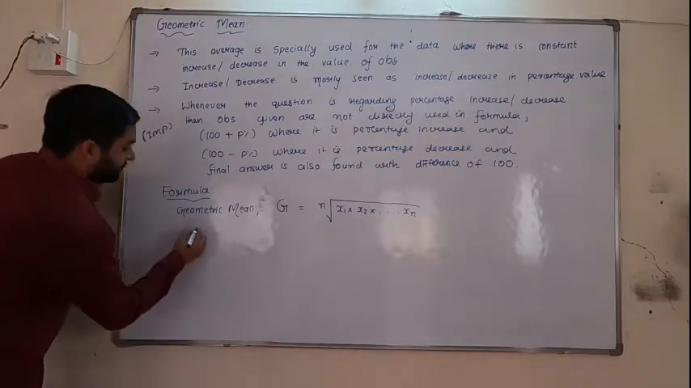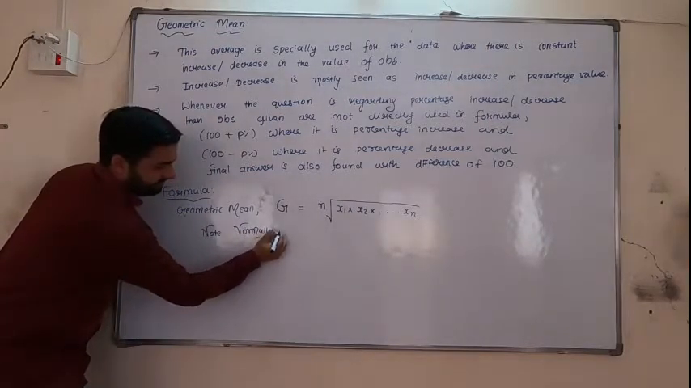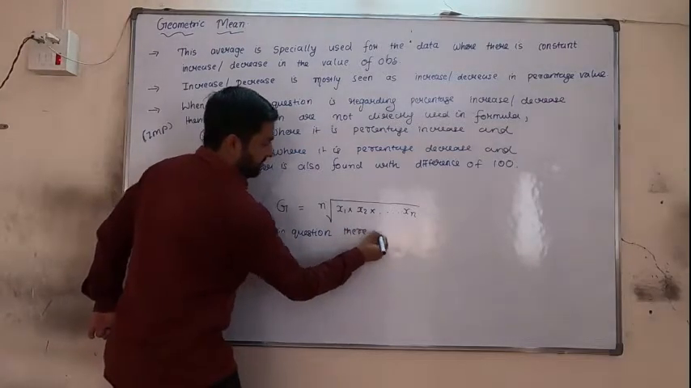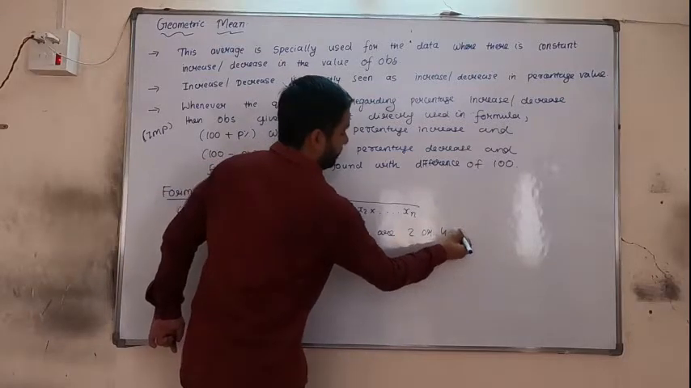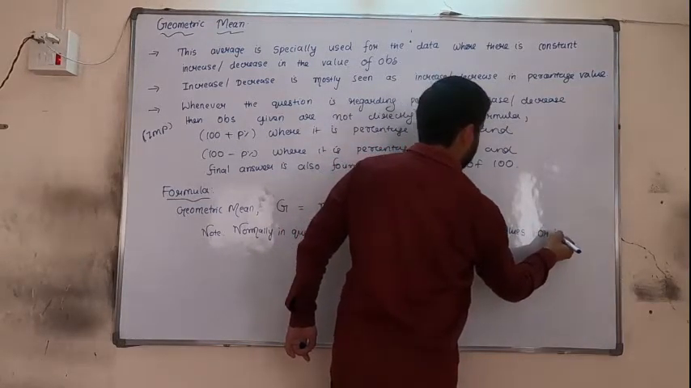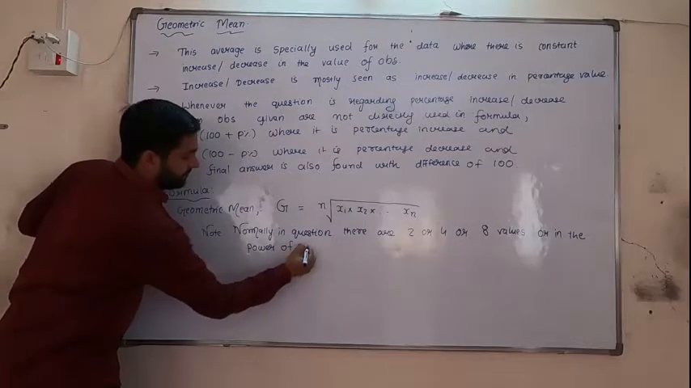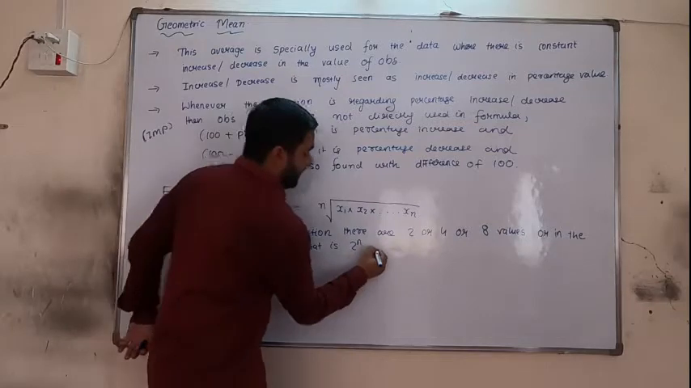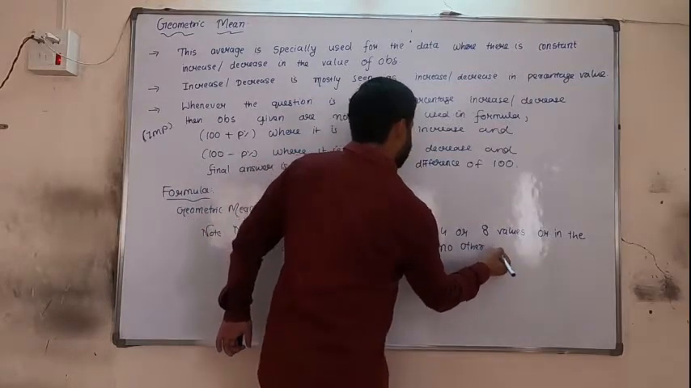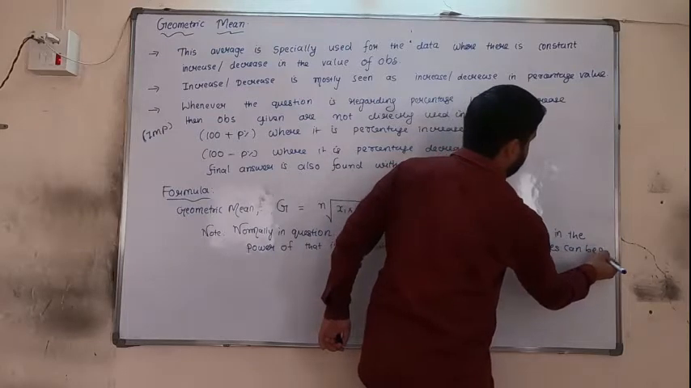Now for this we have a note. Normally in the question there will be 2 or 4 or 8 values, that is, in the power of 2, 2 raised to n, will be given. No other number of values can be given.